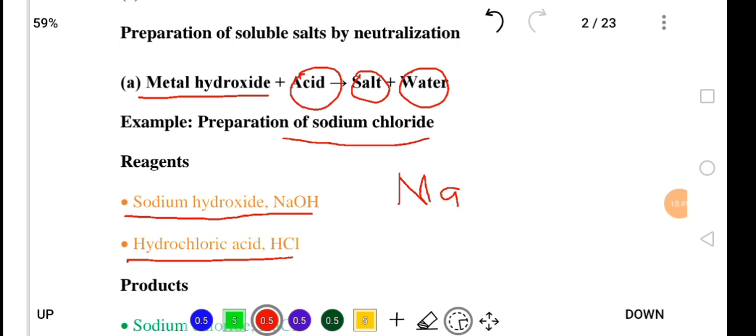So we need to react sodium hydroxide, and the non-metallic part of the salt is a chloride. So we need to look for an acid which contains a chloride, and that will be hydrochloric acid. So in this case, we are going to say sodium hydroxide and hydrochloric acid are the possible reagents we are supposed to use in order to prepare sodium chloride. What will be the products?